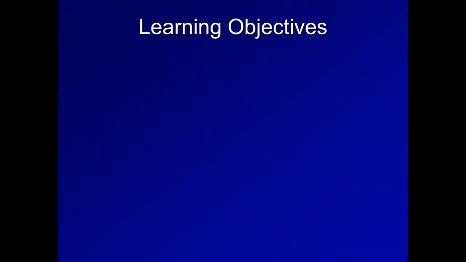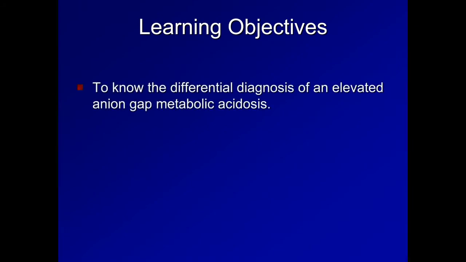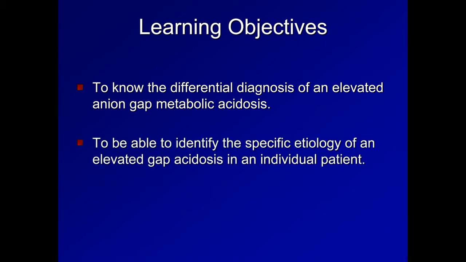The specific learning objectives of this lecture are to know the differential diagnosis of an elevated anion gap metabolic acidosis, and to be able to identify the specific etiology of an elevated gap acidosis in individual patients. For details on how the anion gap is measured and how to identify the presence of an elevated gap metabolic acidosis, please review Lecture 5.